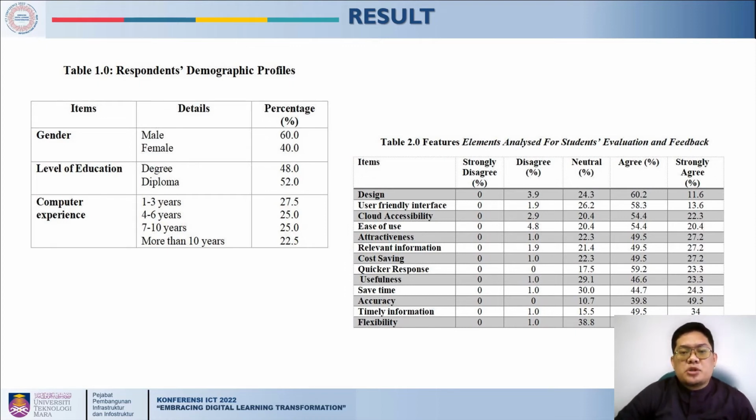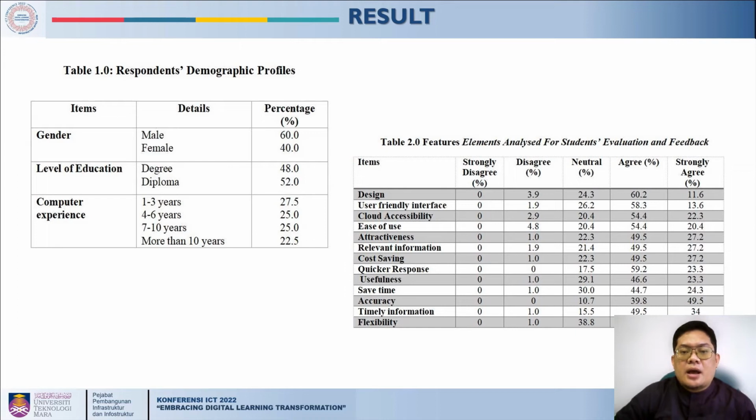Now let us move to the next table, table 2.0, showing the features and elements analyzed for the students' evaluation and feedback, which is in parallel with objective number 2. As you can see, there are 1, 2, 3, 4, 5, 6, 7, 8, 9, 10, 11, 12, 13. There are 13 criteria that are being evaluated.